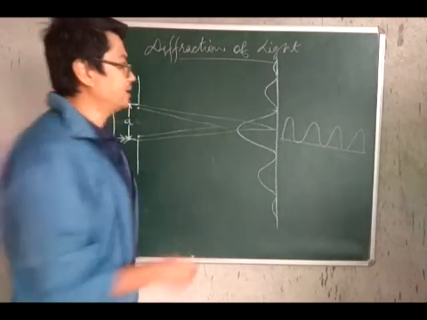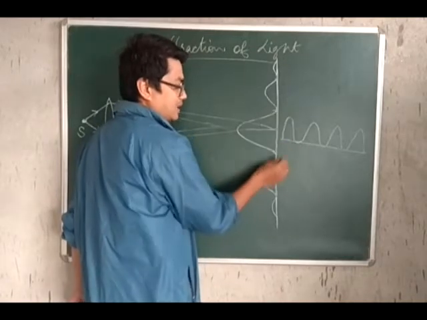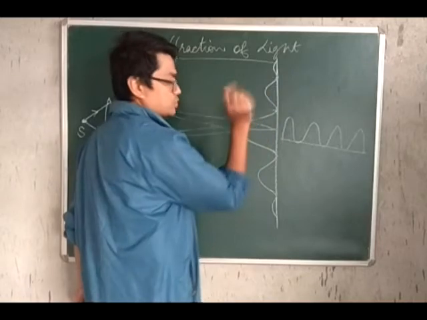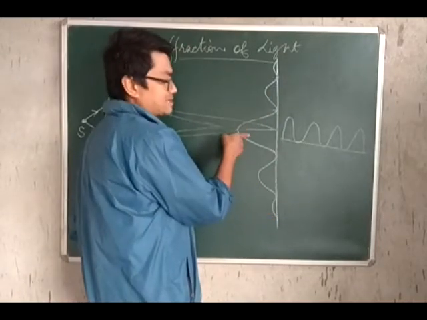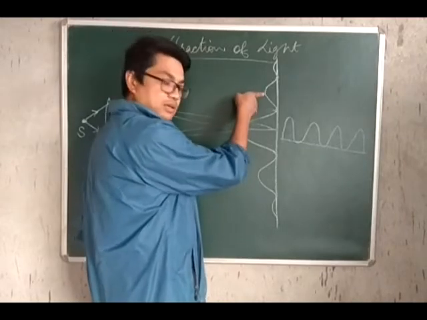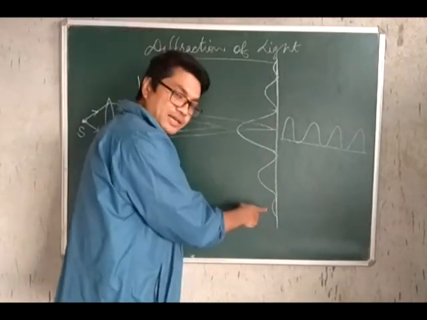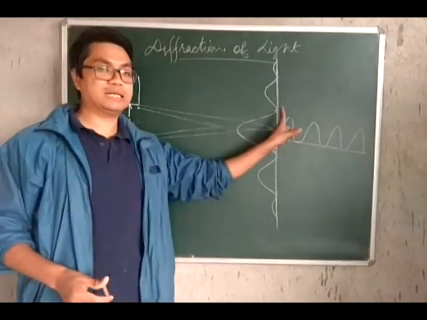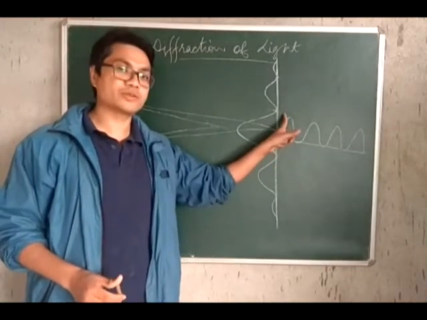Now let us understand how we get the first dark fringe. So this is the first dark fringe on the upper side, first dark fringe on the lower side. This is the second dark fringe on the upper side, and this is the second dark fringe on the lower side. There is a central maximum, this is the first maximum, this is the second maximum. Okay, so we are now going to discuss how we get the first dark fringe.